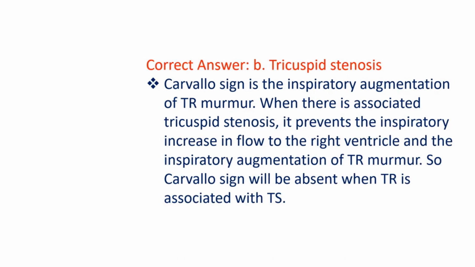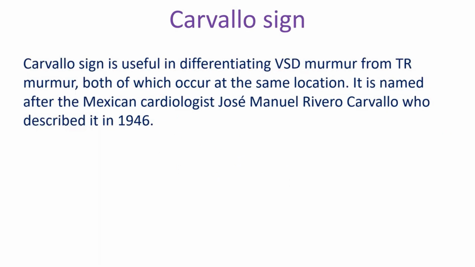Carvallo sign is the inspiratory augmentation of TR murmur. When there is associated tricuspid stenosis, it prevents the inspiratory increase in flow to the right ventricle and the inspiratory augmentation of TR murmur. So, Carvallo sign will be absent when TR is associated with TS. Carvallo sign is useful in differentiating VSD murmur from TR murmur, both of which occur at the same location. It is named after the Mexican cardiologist Jose Manuel Rivero Carvallo, who described it in 1946.